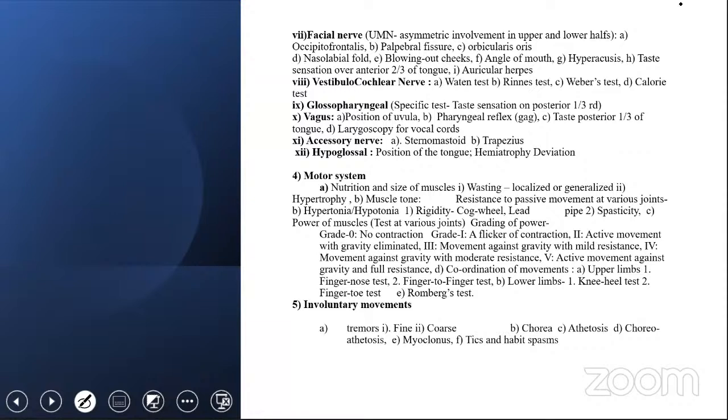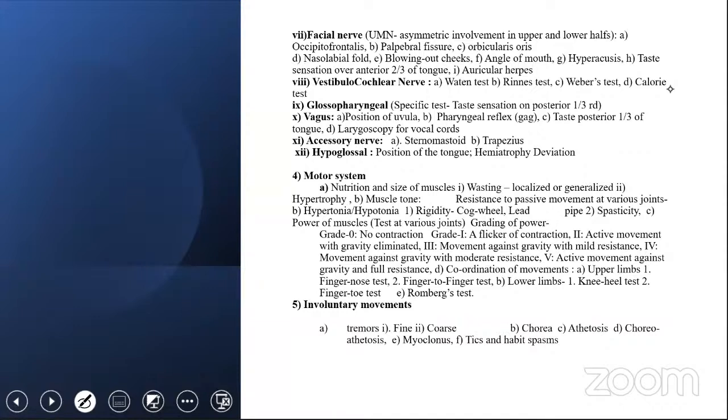In upper motor neuron lesions, the upper half of the face is spared, only the lower half is involved. We look for occipitofrontalis, palpebral fissure, orbicularis oculi, nasolabial fold, blowing out cheeks, angle of mouth, hyperacusis, taste sensation of the anterior two thirds of the tongue. And if there is any auricular herpes, then you have to diagnose Ramsay Hunt syndrome.